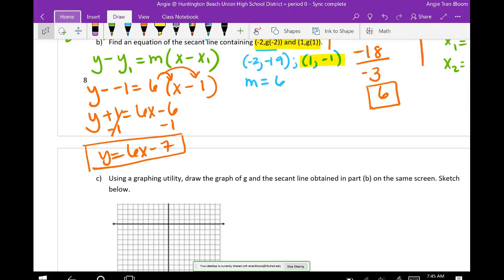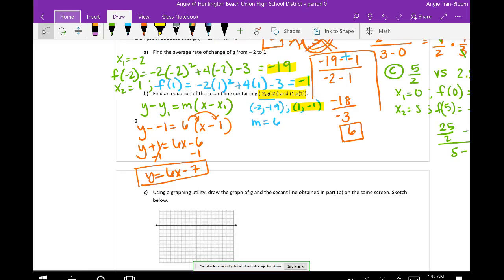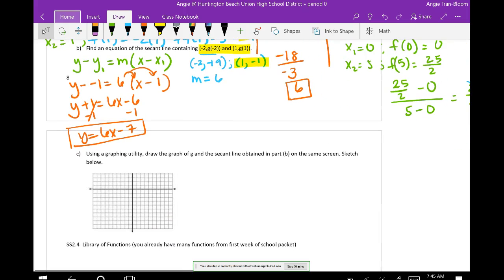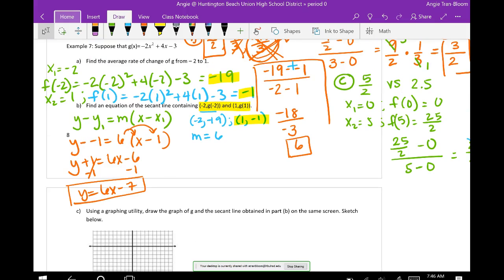All right, calculator. Can you graph it? What are you graphing? And this is our last thing of the day. Where do we go to graph? Y equals, right? Everyone punch in y equals. Once you punch in y equals, what equation are you graphing? Yeah, -2x squared plus 4x minus 3.